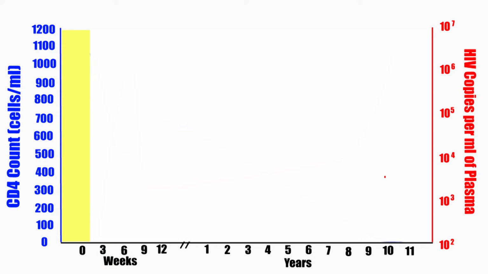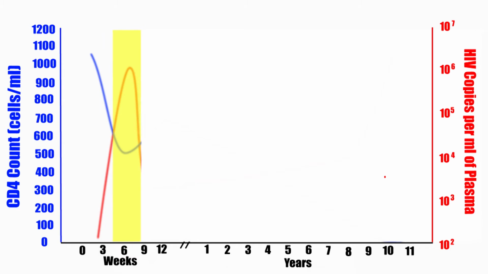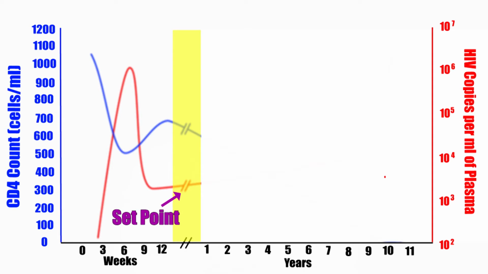Your viral load is a number which will change considerably over time. Usually, after you've first been infected with HIV, your viral load will be extremely high. But over time, your immune system will respond and bring your viral load to a steady level. This is often called a set point.